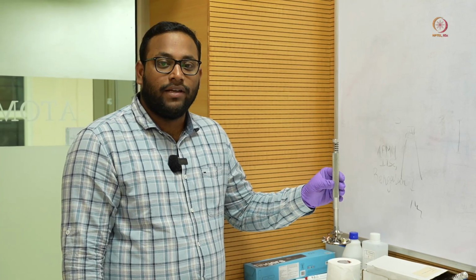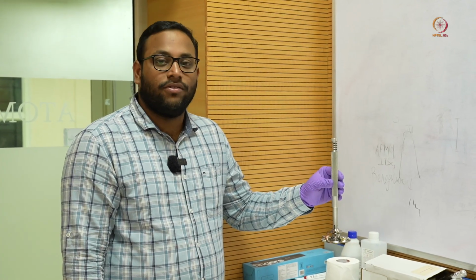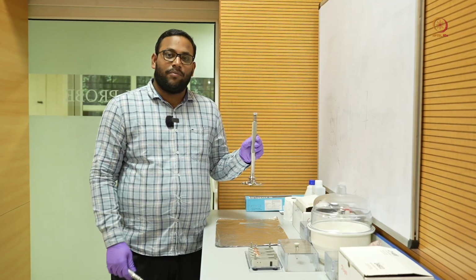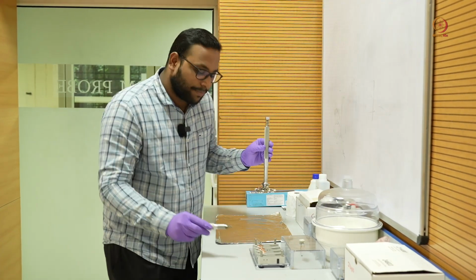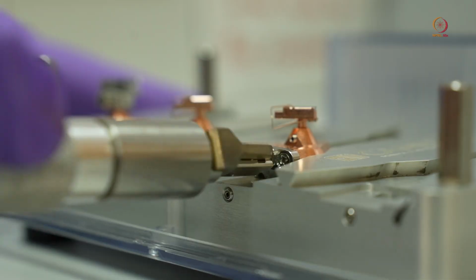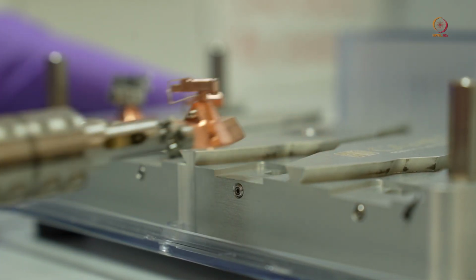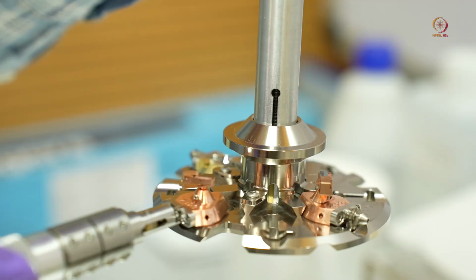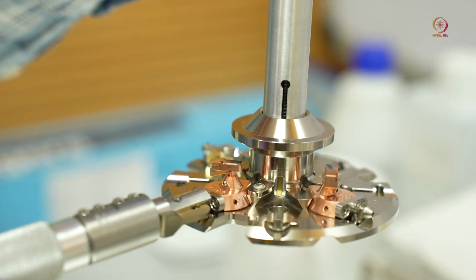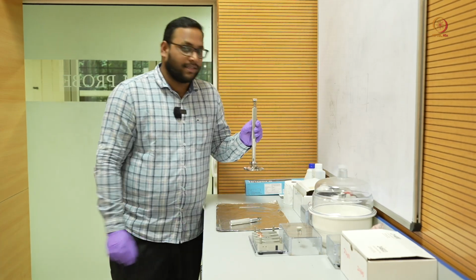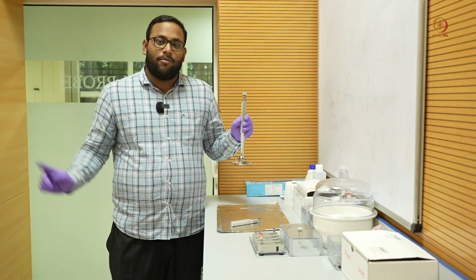Now I'll show the loading of the puck into the carousel, which is taken from the load lock. Now I have taken out the carousel from the load lock. Now I am removing this puck and loading it into the carousel. Now I'll take this carousel and load it back in the load lock.